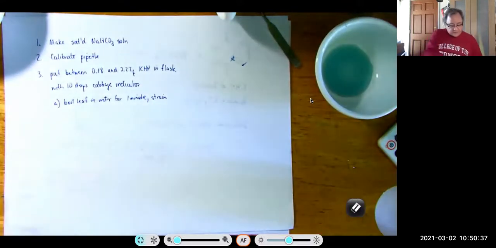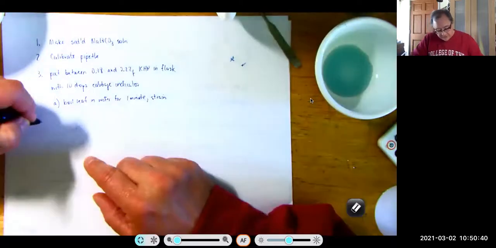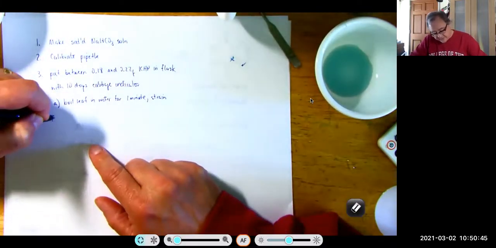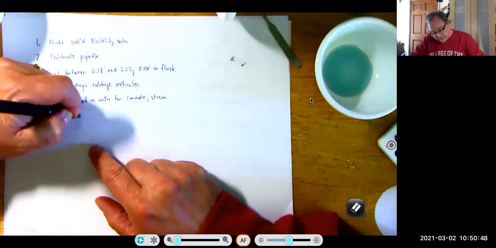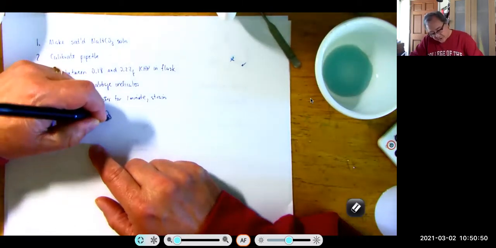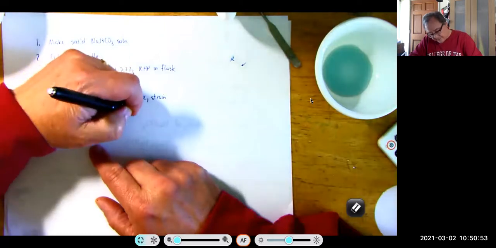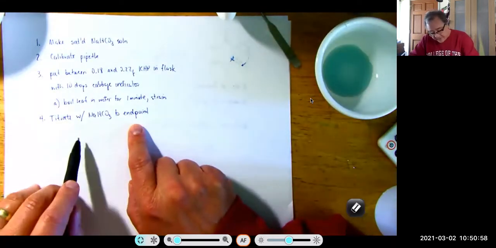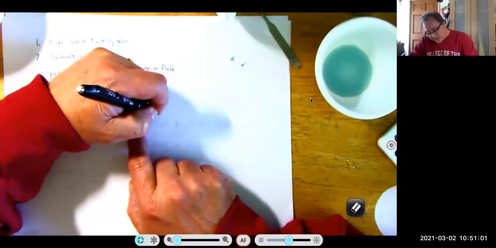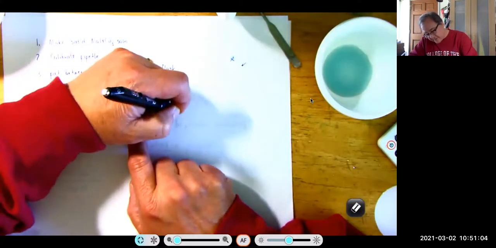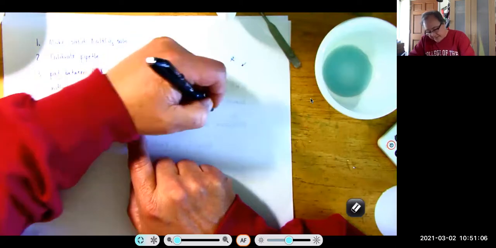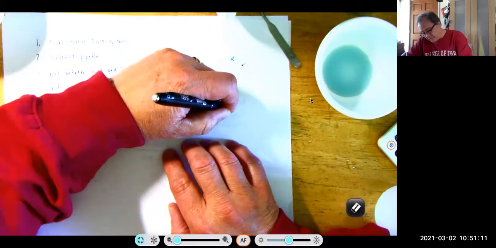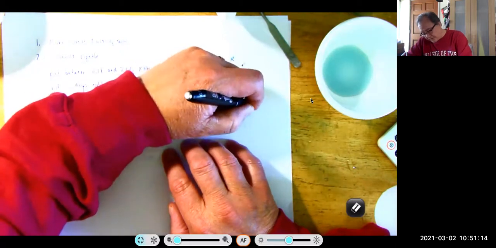And we'll write down what we have also done. So you put between this, and then titrate with the sodium bicarbonate to the endpoint. And remember, we can see the endpoint by adding 10 drops of indicator, and we'll say 3 or 4 drops of sodium bicarbonate solution.